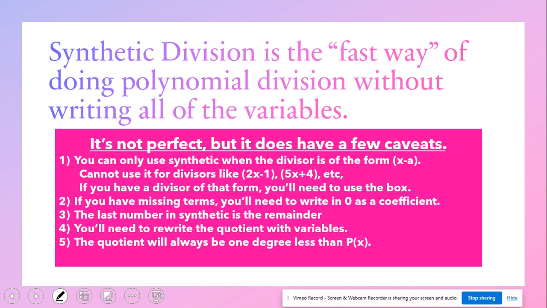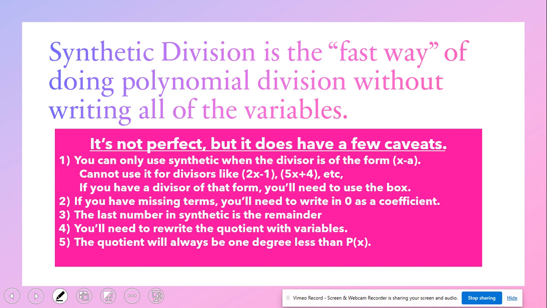So synthetic division is the fast way of doing polynomial division without having to write all of the variables to start, essentially. And synthetic division is really fun, and it's not perfect by any means. It has a couple things that you got to be mindful of, but I'm pretty confident that you guys are going to enjoy doing synthetic division. Okay, so here's a couple rules though.